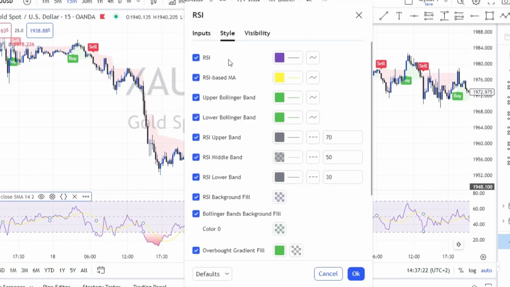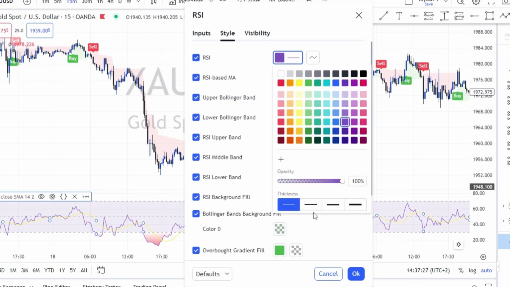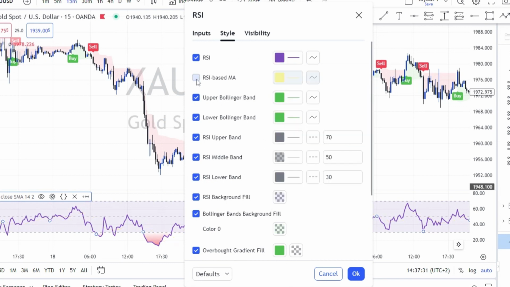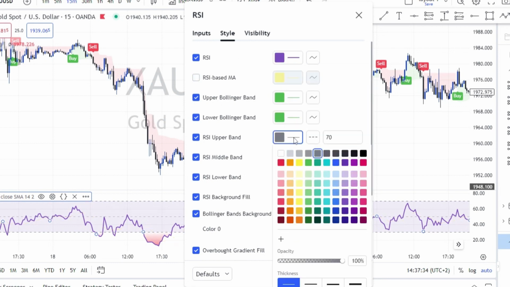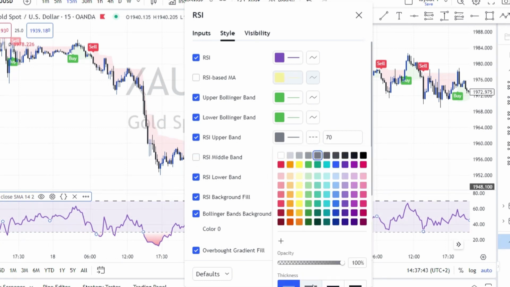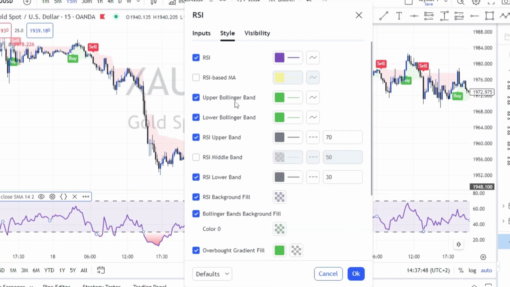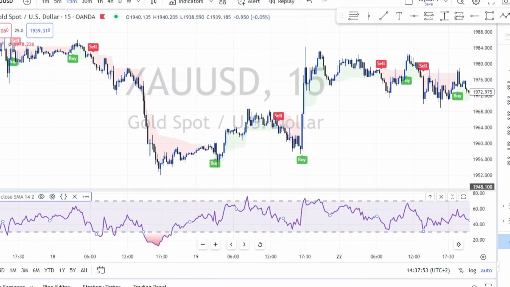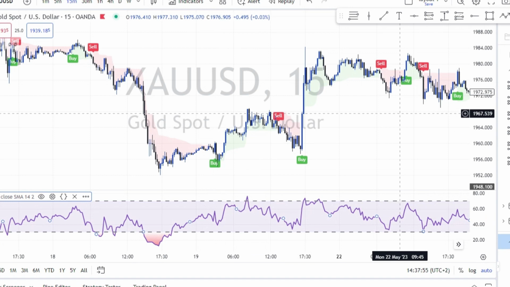So we are going to make a few changes into our RSI indicator. The first change is we are going to make the RSI signal bold, then uncheck the MA, then make the upper band also bold, then uncheck the middle band, then make the lower band bold. That's all the settings you need to change. Then press OK. So here is our RSI indicator.